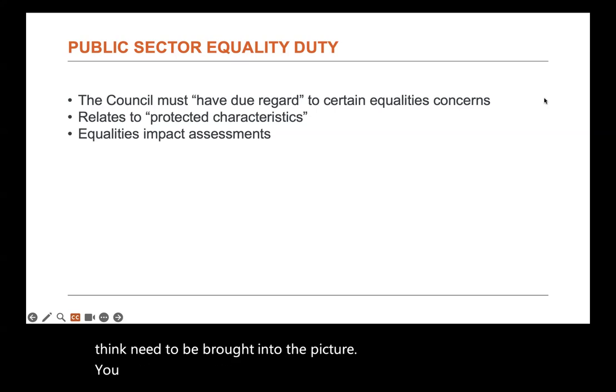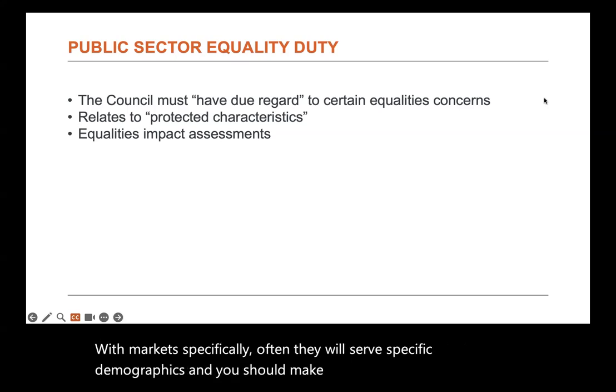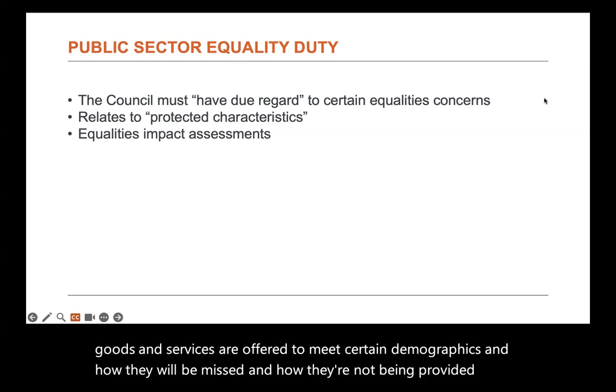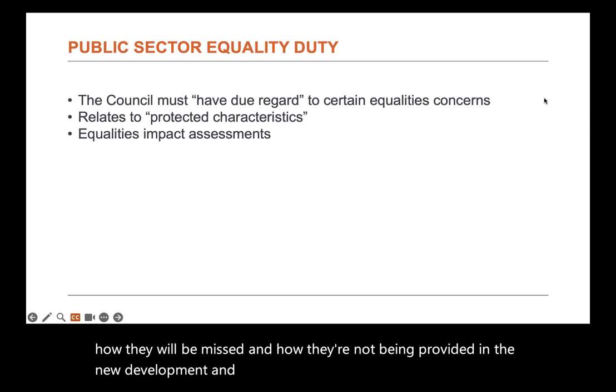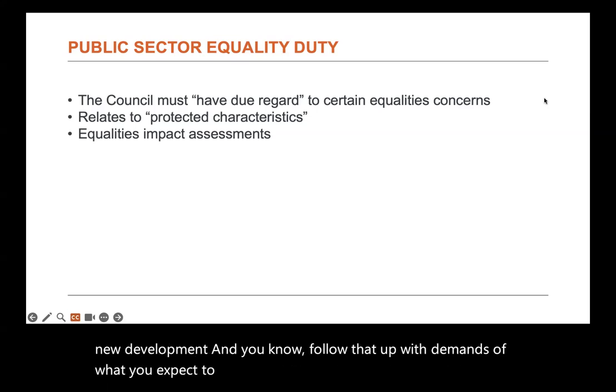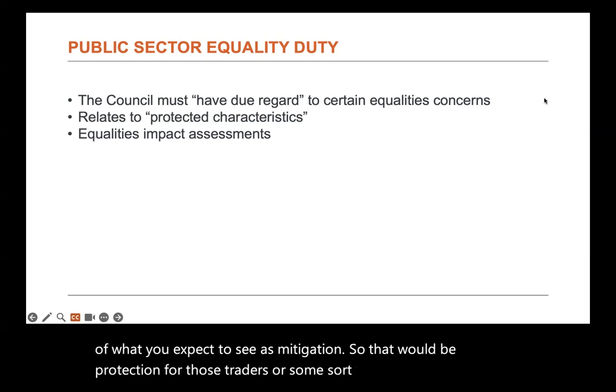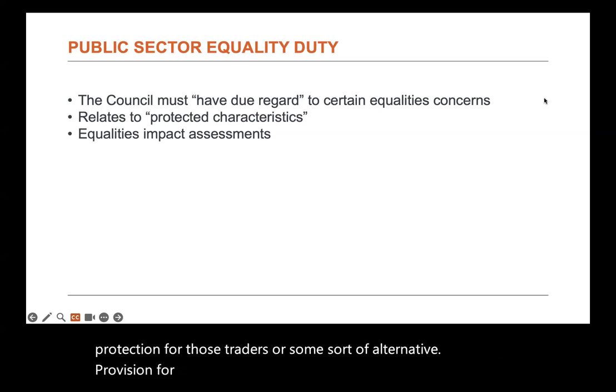With markets specifically, often they will serve specific demographics, and you should make clear, tell that story, show what goods and services are offered to meet certain demographics and how they will be missed and how they're not being provided in the new development, and follow that up with demands of what you expect to see as mitigation. So that would be protection for those traders or some sort of alternative provision for those communities in new community space or something to mitigate that harm.